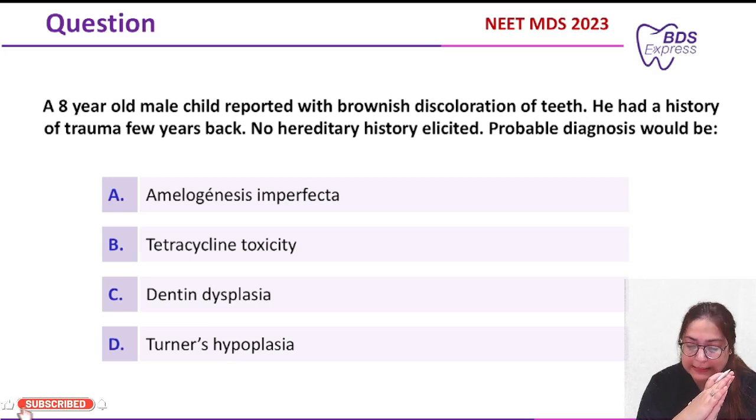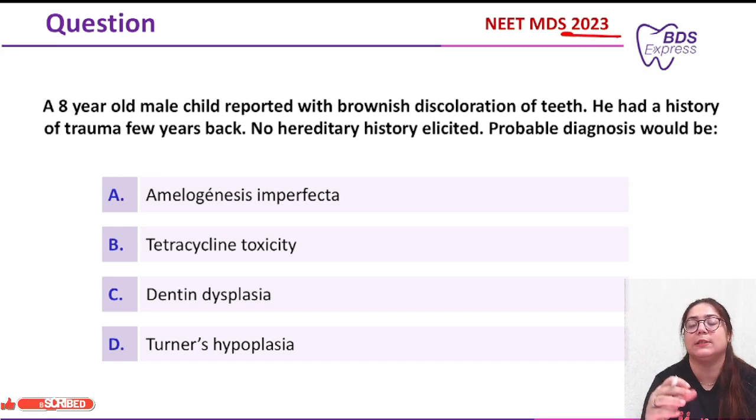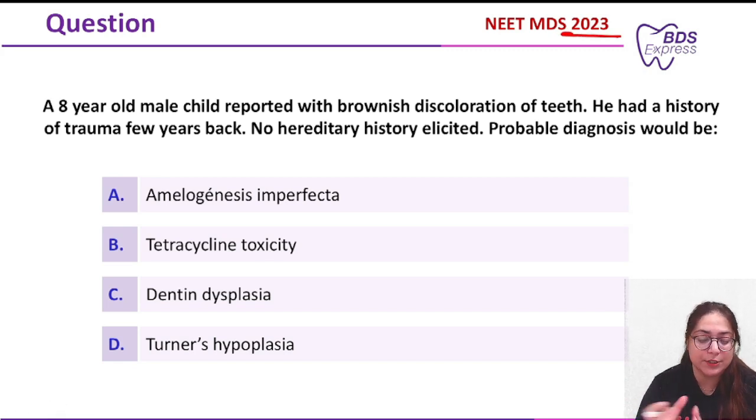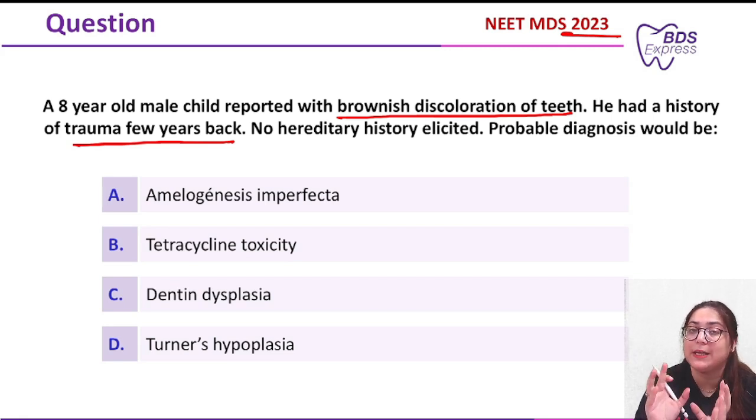In today's class, we'll be seeing this interesting question which was asked in the year 2023. So this was a kind of clinical question. Question says that an 8-year-old male child reported with brownish discoloration of the teeth. He had a history of trauma a few years back. No hereditary history is elicited.